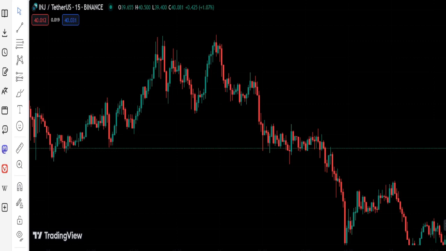So this is an example of a double top pattern.